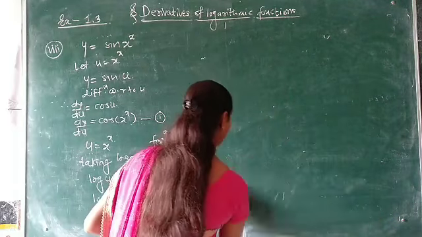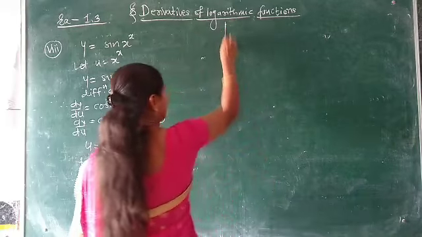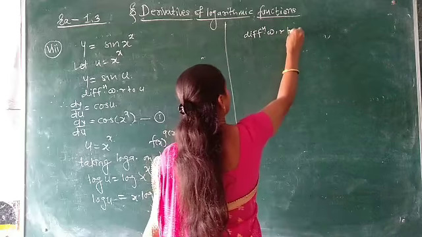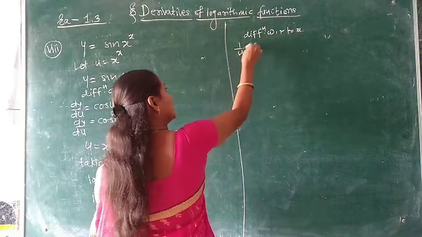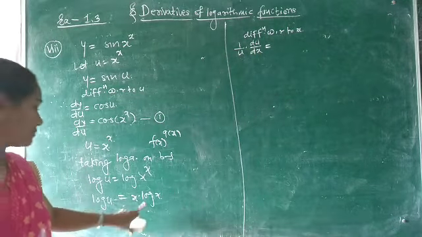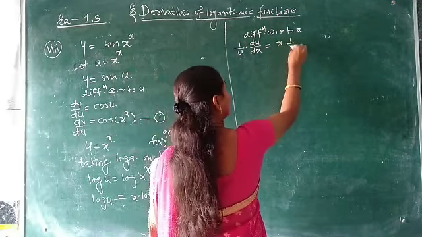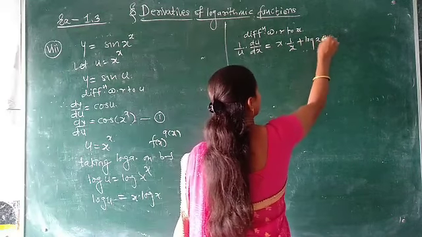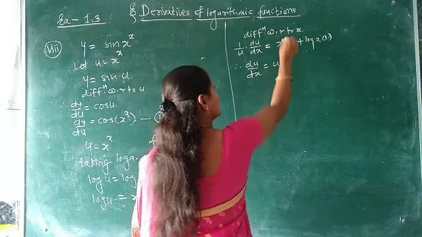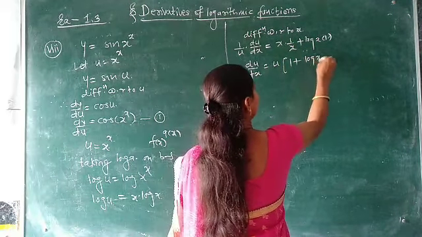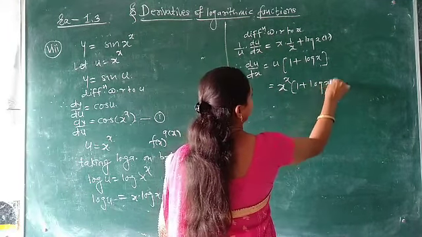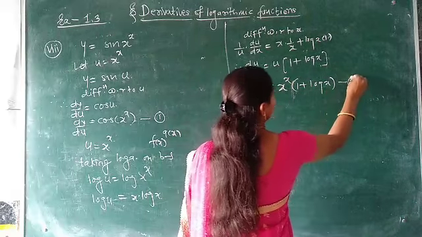Now differentiate with respect to x. What is the derivative of log u? That is 1 upon u, and derivative of u with respect to x, du upon dx. In the RHS we use the product rule. x into derivative of log x, 1 upon x, plus log x into derivative of x, which is 1. Du upon dx is equal to u into x upon x gets cancelled, 1 plus log x. Write the value of u: x raised to x into 1 plus log x.